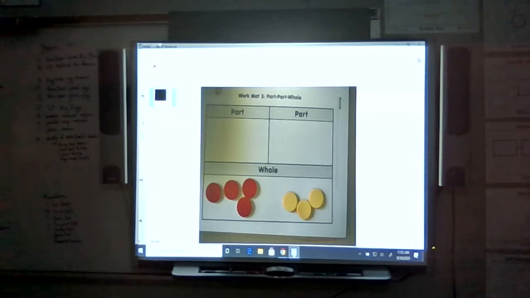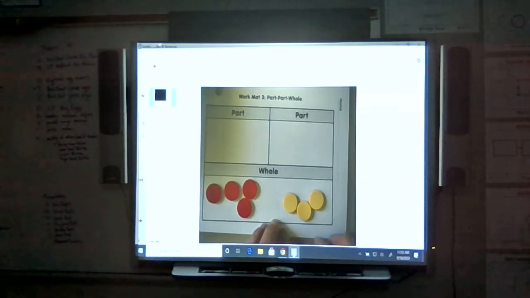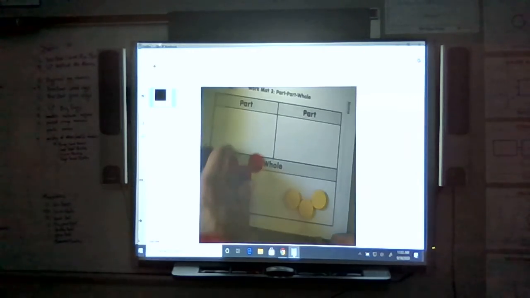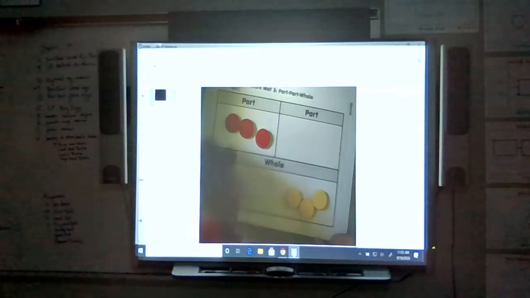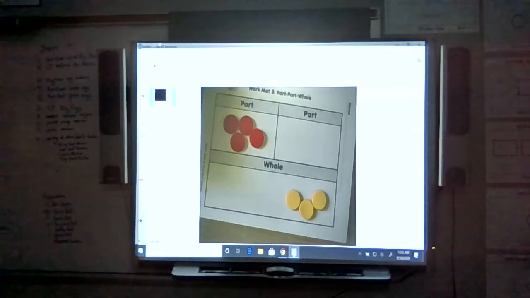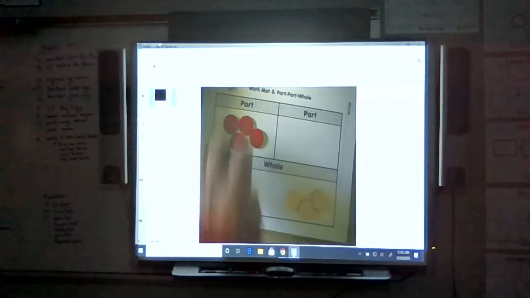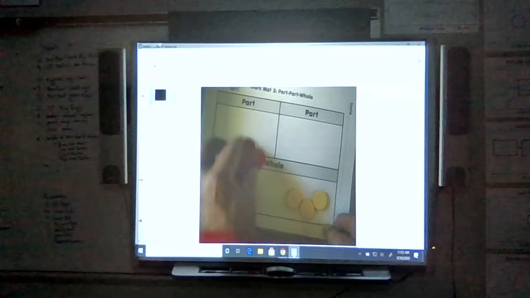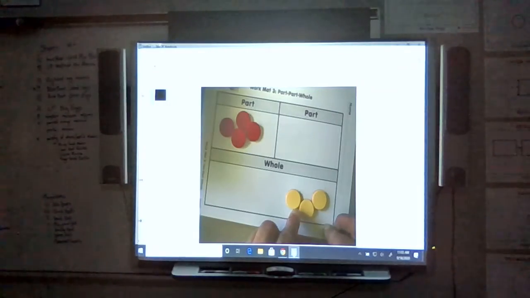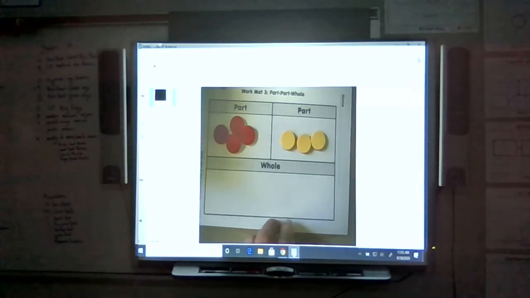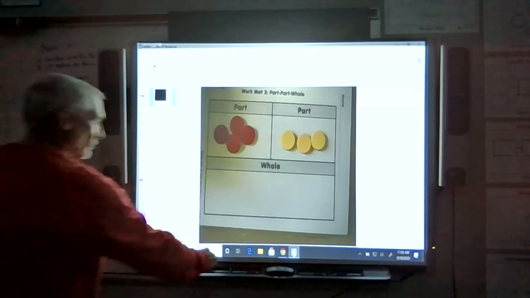Well, if we had 7 and we only saw this part 4, well, that would be a subtraction problem. So 7 take away 4, and what's the other part? 3. See how that works? Let's do that by writing the addition and subtraction.